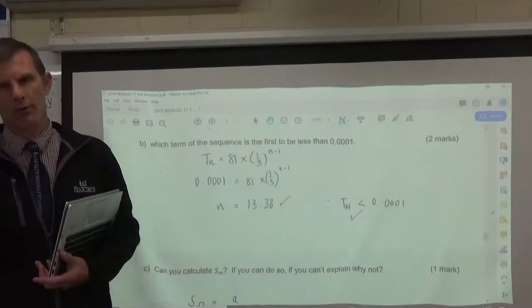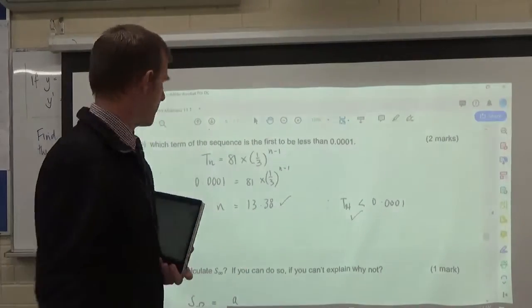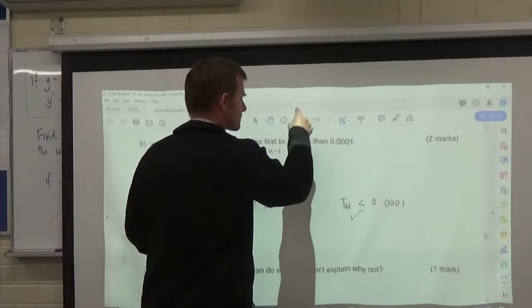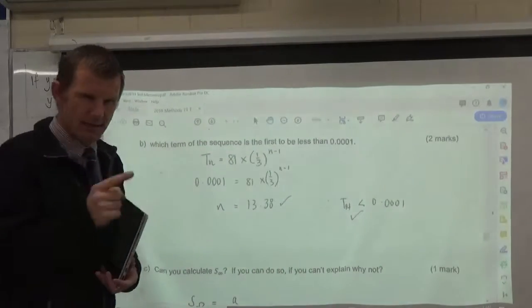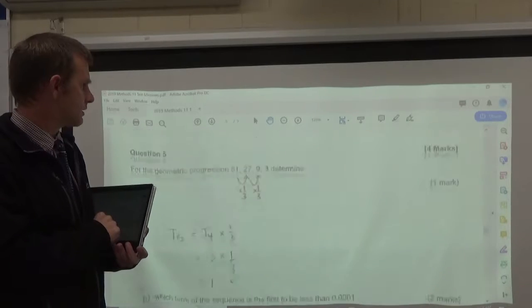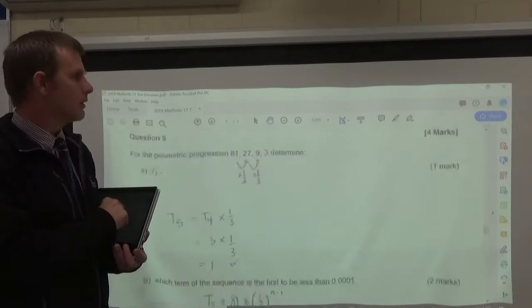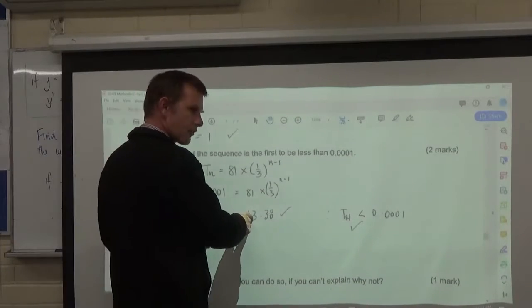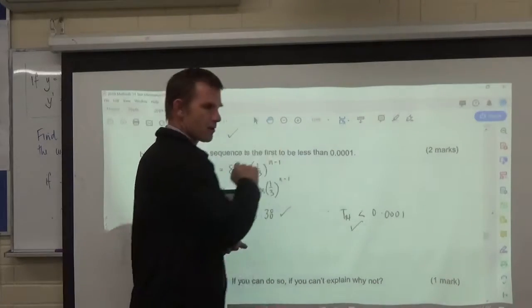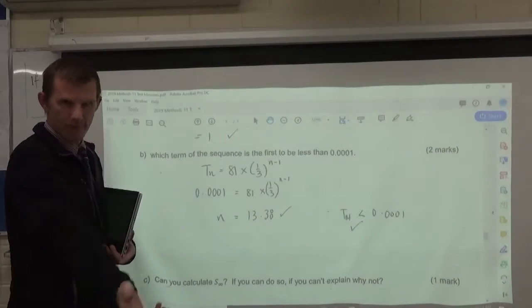Now I've got to decide whether I'm going to round up or round down. Which term is the first to be less than? Less than. Now the sequence is going down. So if I was to round this to 13, I wouldn't have yet got there. I've got to round to 14.